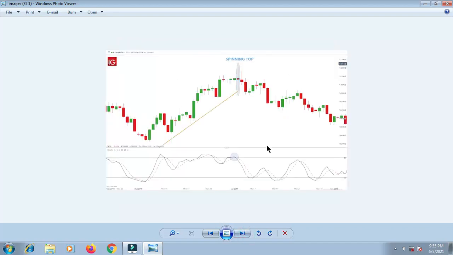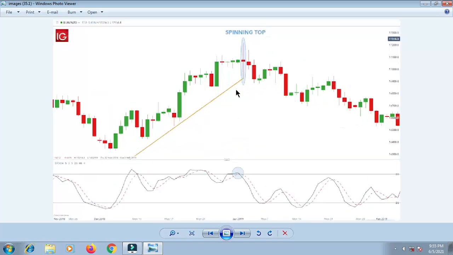This is an example of the spinning top. It is formed at the top, so it has given a breakdown on the downside. Here we would have taken our trade. We would have got 1:2 towards the target, and we could have kept our stop loss at the top.